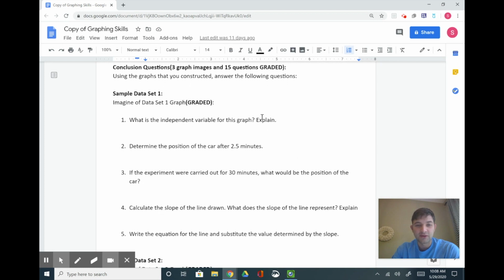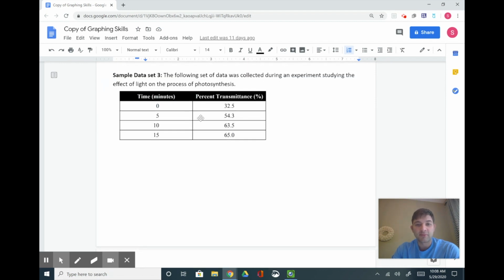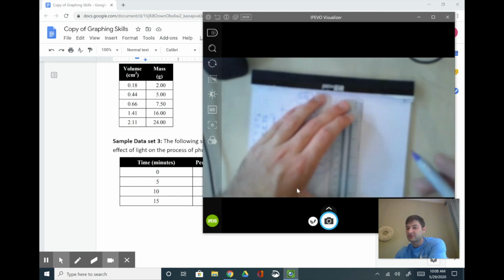So I'm just going to briefly talk about these questions right here. Sorry, I forgot to mention this. For data set 3, the percent transmittance, as you can see, there's 4 points. The students really struggle with that scaling as well, because the hardest part is they only have 4 points, but they have to fill that whole graph. I will show you a little example of what I'm talking about real quick, and then I'll talk about the questions.